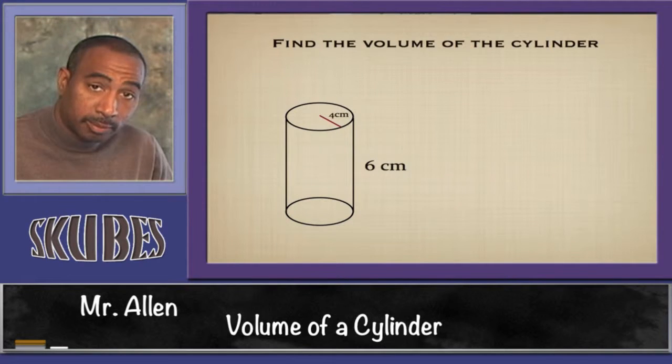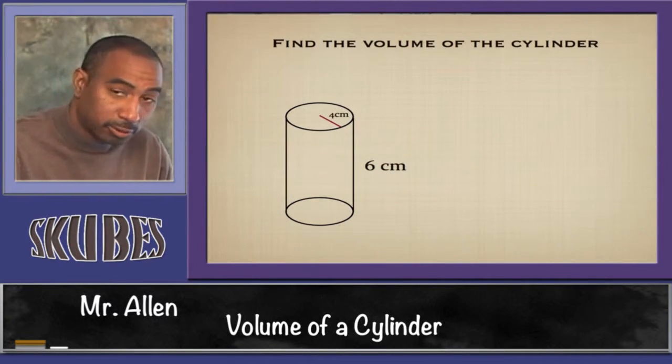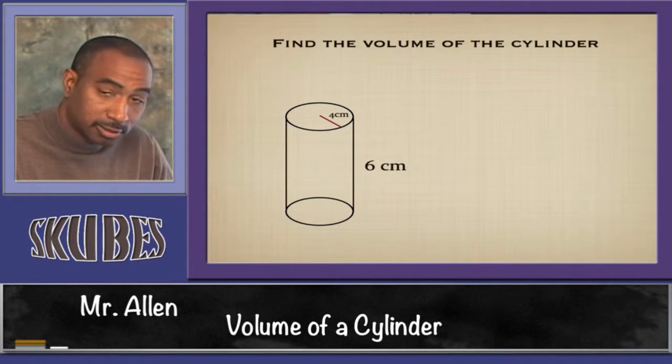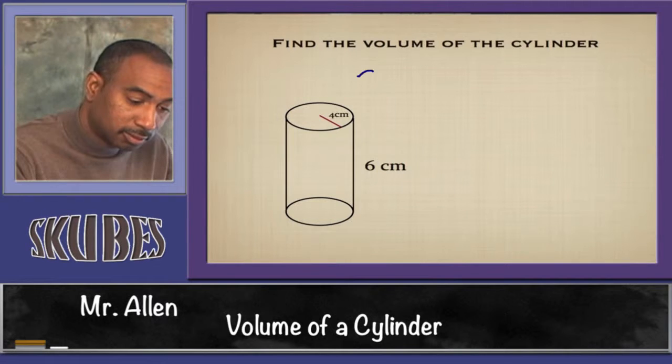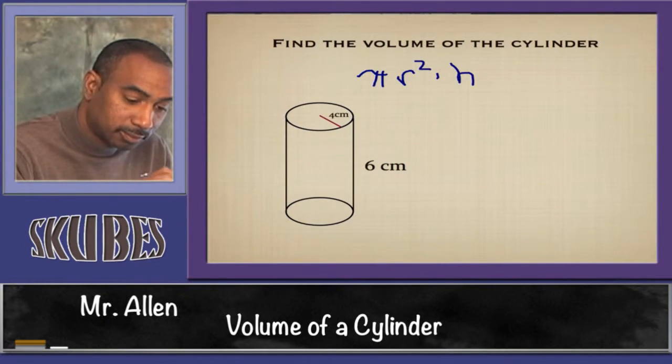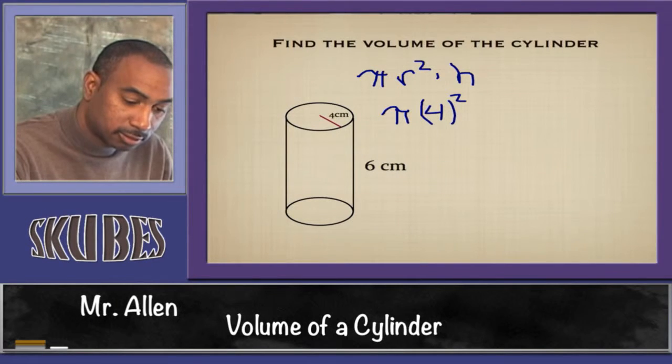All right, let's look at some problems. Find the volume of the cylinder. We're given the radius is 4 centimeters and the height is 6 centimeters. So we're going to use pi times the radius squared times the height. So we have pi, radius is 4, and the height is 6.